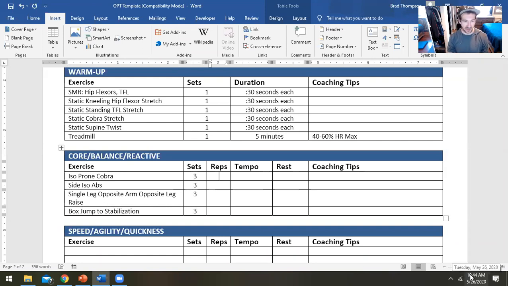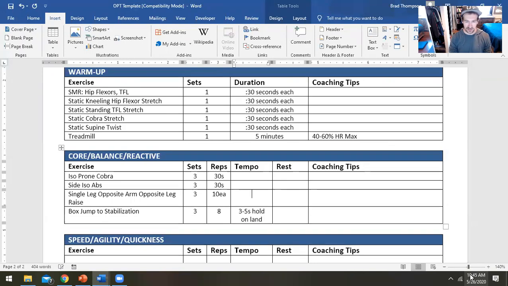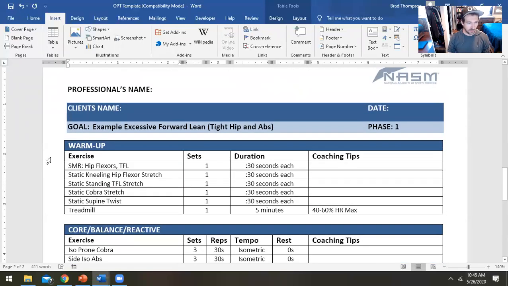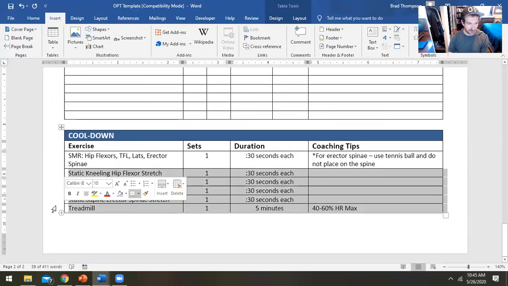3 sets of everything. Let's do 30 seconds here, 30 seconds there, 10 each, 8, 3 to 5 second hold on land. Tempo is slow. Tempo is isometric. 0 seconds rest. 60 seconds rest at the end. All right, and then we will copy our warm up for our cool down.